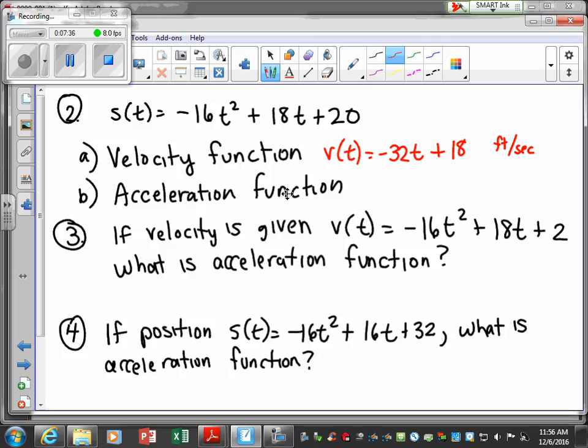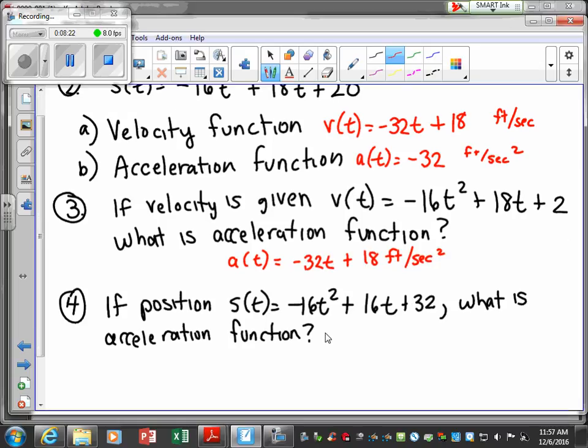What's the acceleration function? You take the derivative of that, so the acceleration function would just be negative 32 feet per second squared. Okay, easy enough. Now if I give you a different case, I tell you the velocity and I ask you for acceleration. This is already the first derivative, so what would be my acceleration? Take the derivative of your velocity function, so I'm going to get negative 32t plus 18 feet per second squared, because we're finding acceleration.